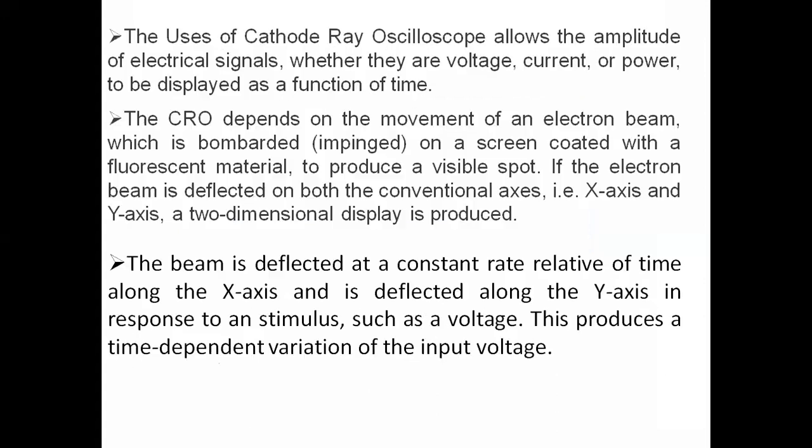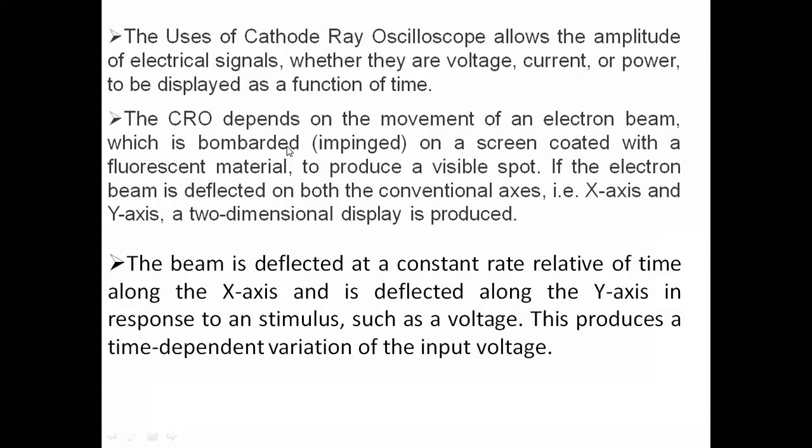The use of a cathode ray oscilloscope allows the amplitude of electrical signals, whether they are voltage, current, or power, to be displayed as a function of time. So in the CRO, we can measure the voltage of a signal, or current or power, and that is measured with respect to time. As a function of time, we can measure.